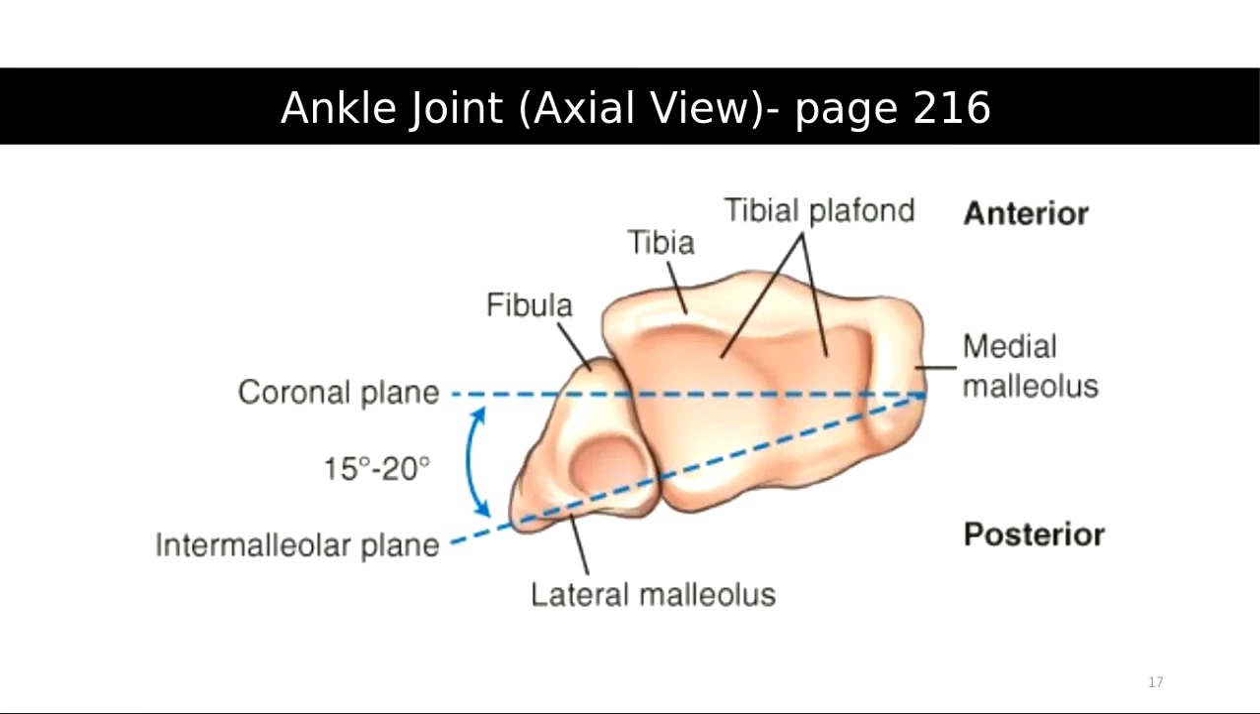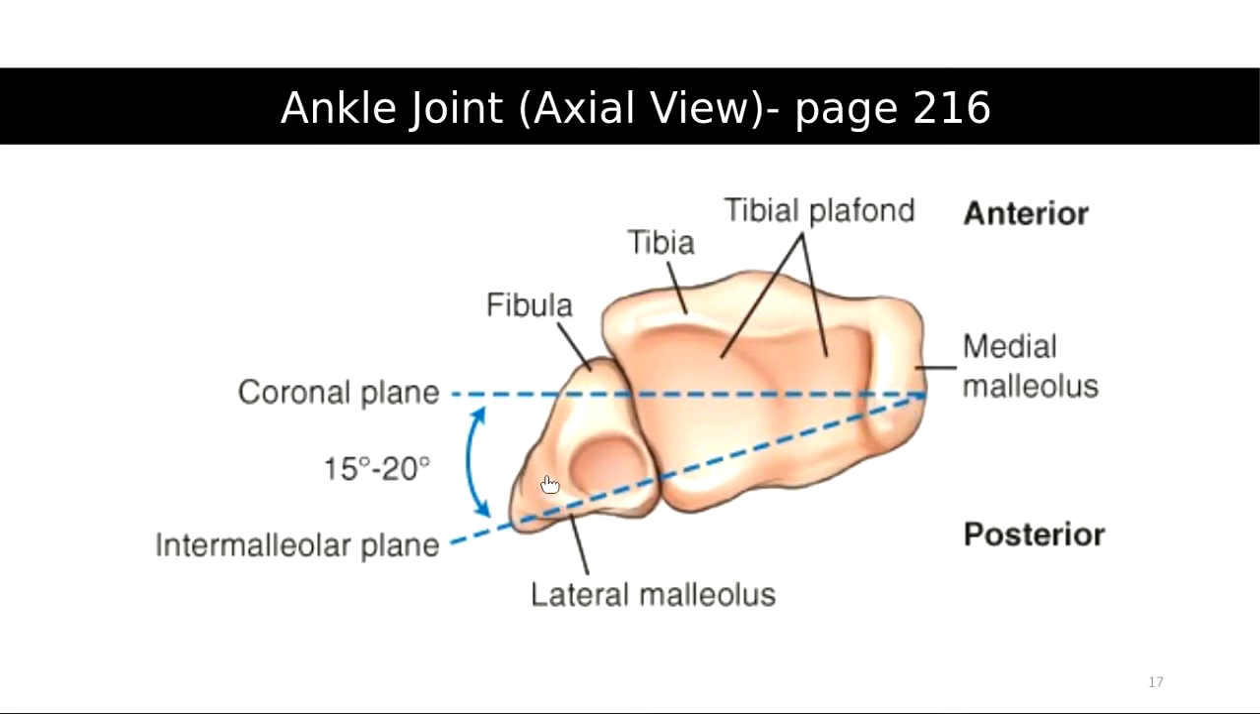Okay. When we look at the ankle joint, the axial view of this is on page 216. And this axial view is basically an end-on view. Like if you were the talus looking up. So here's the tibia, here's the fibula. This would be the front, and this would be the back. So you can see medial malleolus is here, lateral malleolus is here.